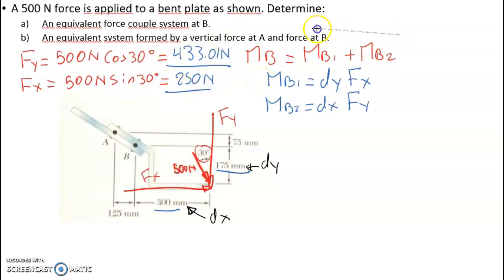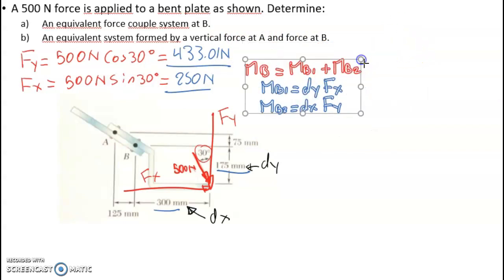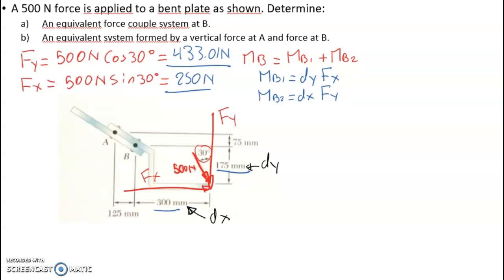Having those values already, just replace them in here. Distance y, 175 millimeters, which is the same as 0.175 meters, times force x, which is 250 newtons. Then distance x, which is 300 millimeters, that's actually 0.3 meters, times 433.01 newtons.